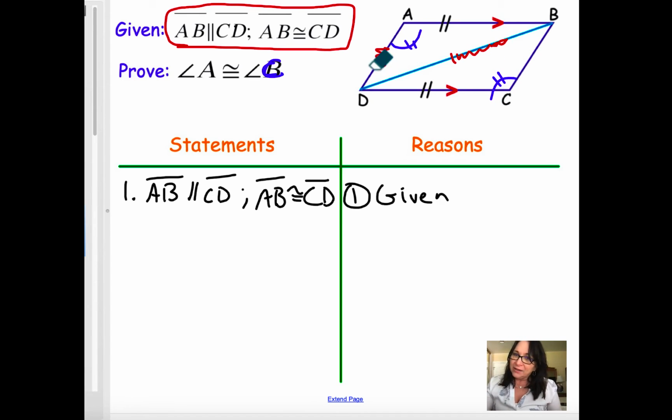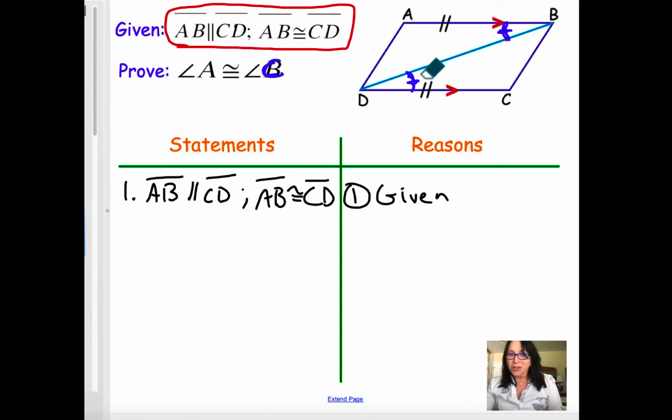Because I know that those two lines are parallel, that also means that this angle in here is congruent to this angle in here because alternate interior angles are congruent. And remember, we can't use angle A and angle C, right? Before you can prove that the angles are congruent, you have to prove that the triangles are congruent, okay?